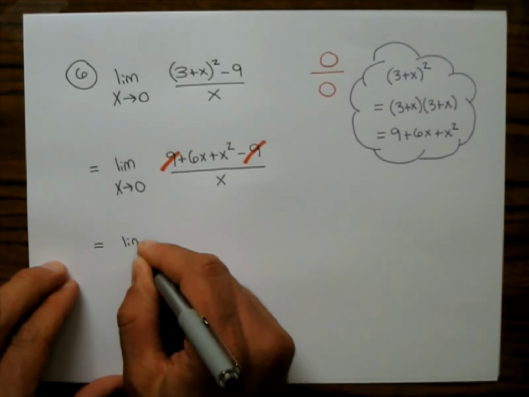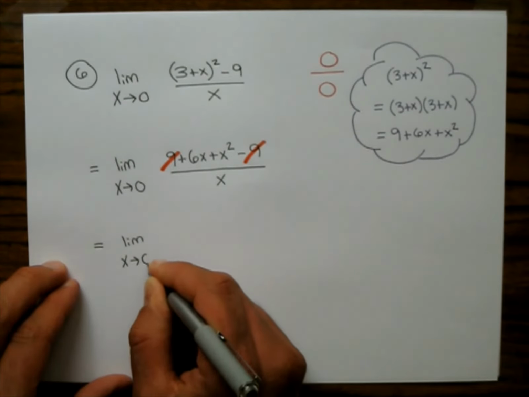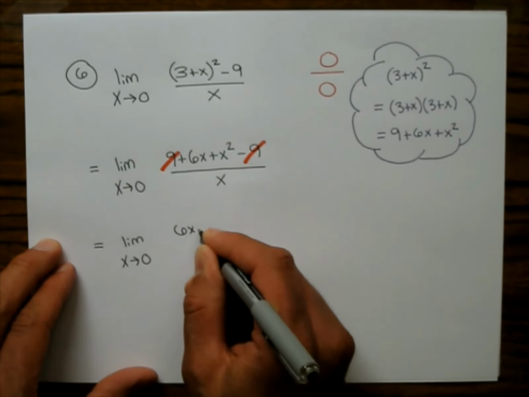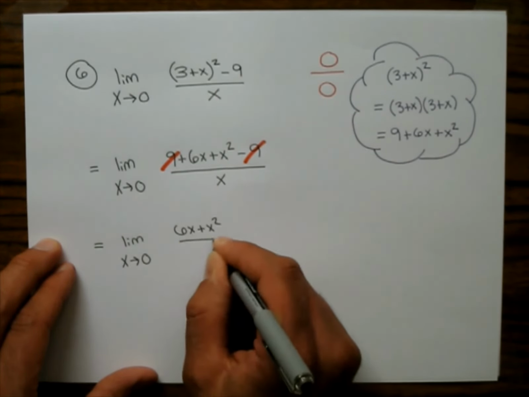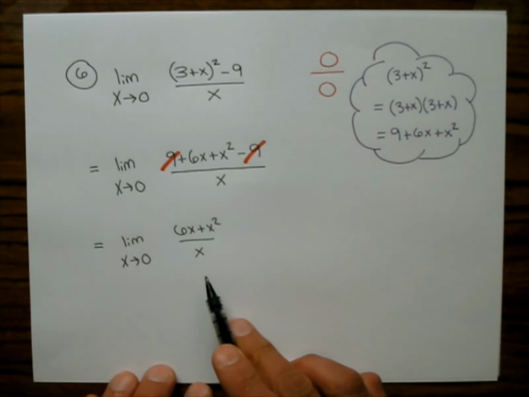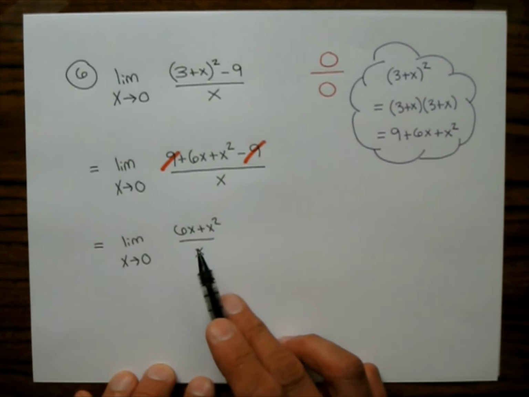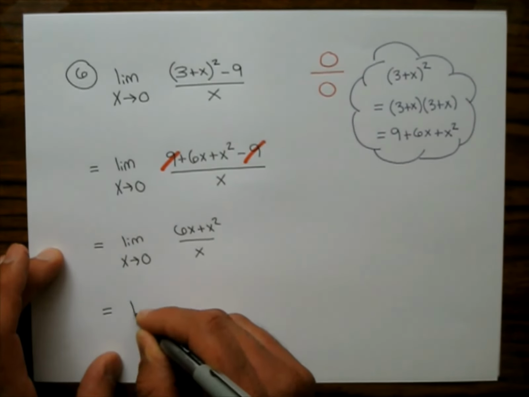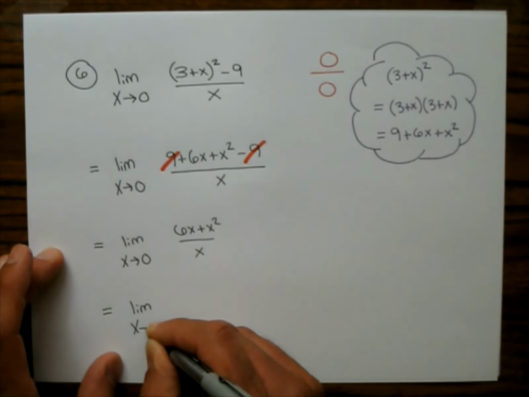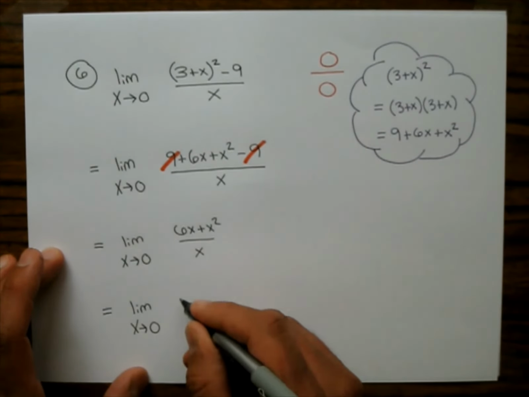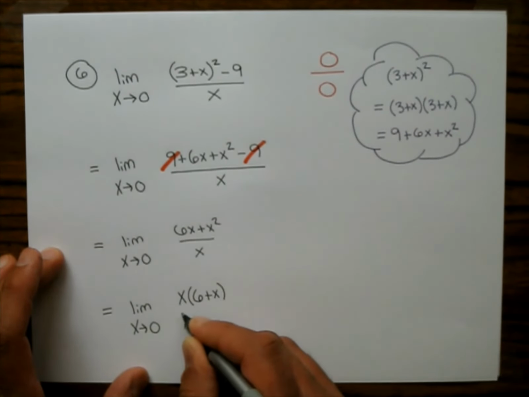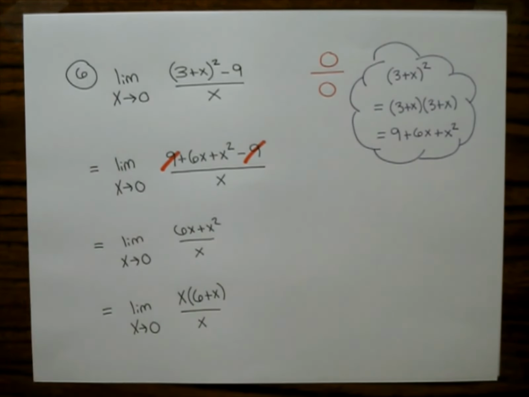This is the limit as x approaches 0 of this function here, which is 6x plus x squared all over x. Now what can I do? Well, this is kind of like the other problem where on the top we can now factor it, and we can factor an x out of the top. So that's what I'm going to do. The limit as x approaches 0, factor an x out of the top. So I have 6 plus x. On the bottom I have an x.